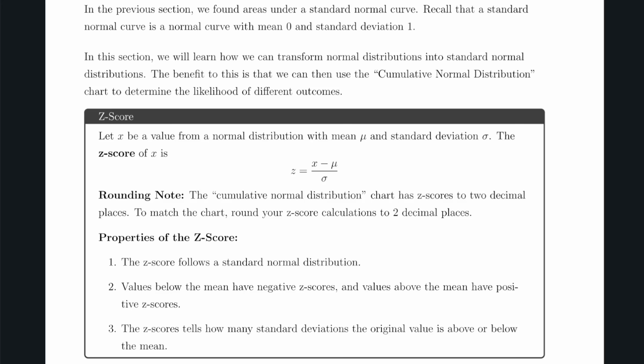In a previous video, we were given distributions that were standard normal, and then from those standard normal distributions, we used the cumulative normal distribution chart to determine the likelihood of different outcomes. In this section, we will begin with normal distributions, and we're going to learn a method to allow us to transform those into standard normal distributions. Once we've transformed it into a standard normal, then we can do much like what we did in the previous video, using the chart, find the likelihood of different outcomes.